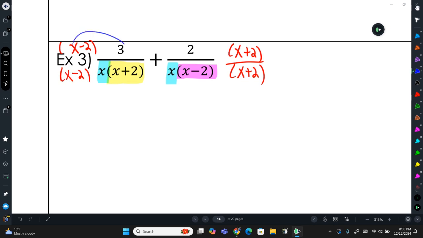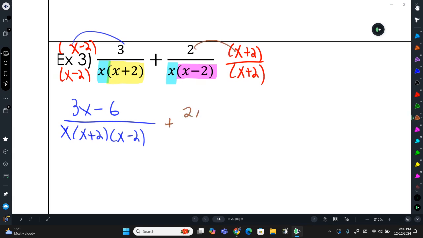X times 3 is 3x. Negative 2 times 3 is negative 6. All over x times x plus 2 times x minus 2, plus 2x plus 4 over x times x minus 2 times x plus 2.